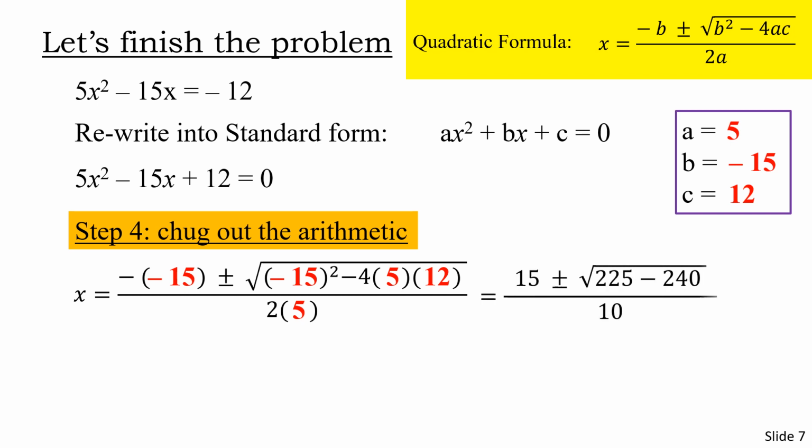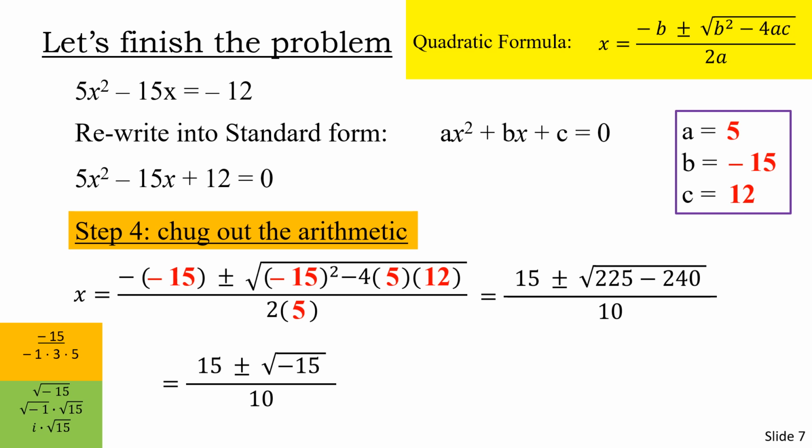The opposite of negative 15 is positive 15. Negative 15 squared is 225. Negative 4 times 5 is negative 20. Times 12 is negative 240. All over 10, because that's 2 times 5. 225 minus 240 is negative 15. So 15 plus or minus the square root of negative 15 all over 10.